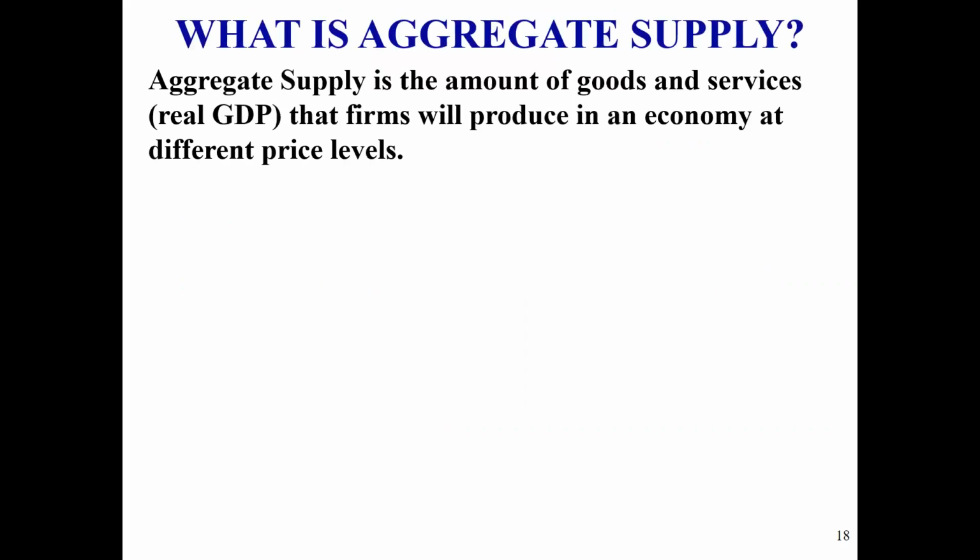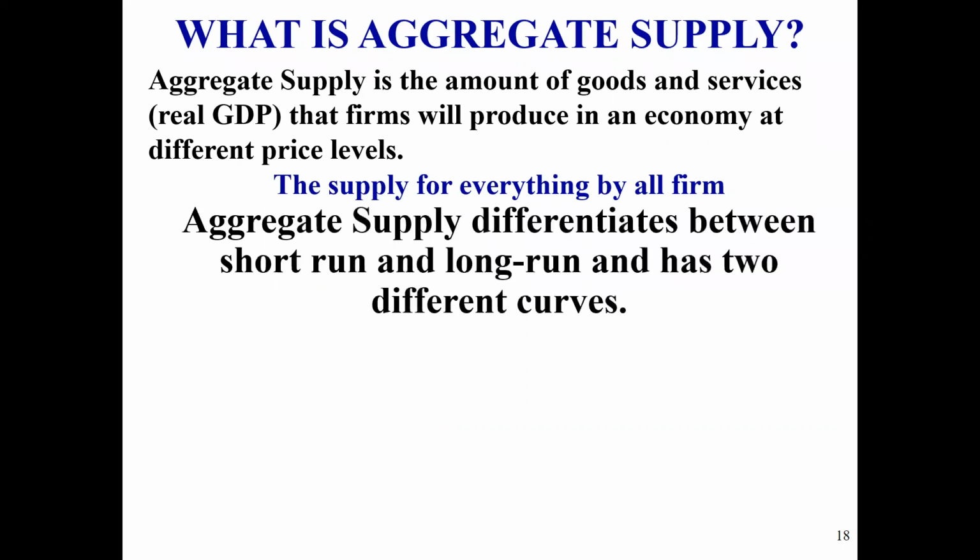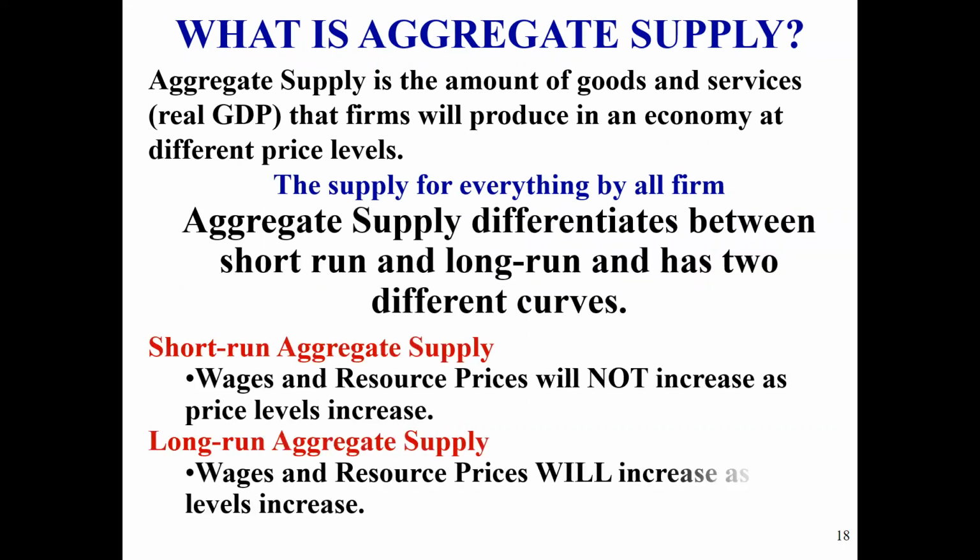Aggregate supply. There is your definition of aggregate supply up there. And just remember, it has short and long run. In the short run, wages and resource prices will not increase as price levels increase. Those are the sticky wages. Then in the long run, contracts expire, so they're flexible.